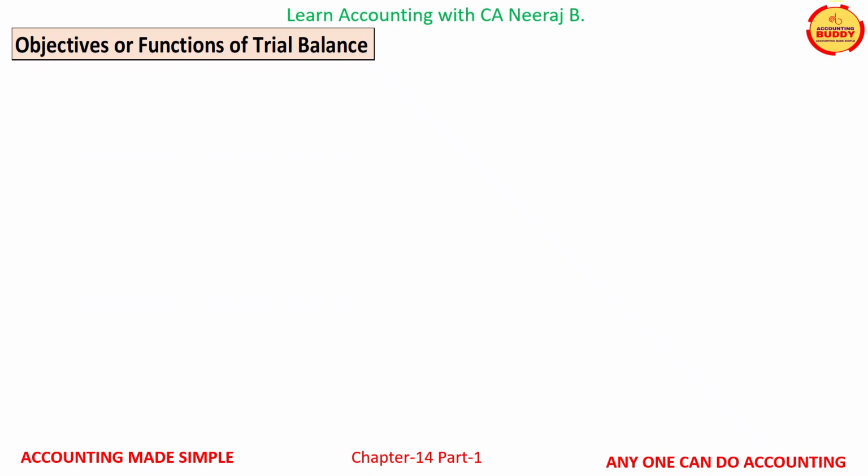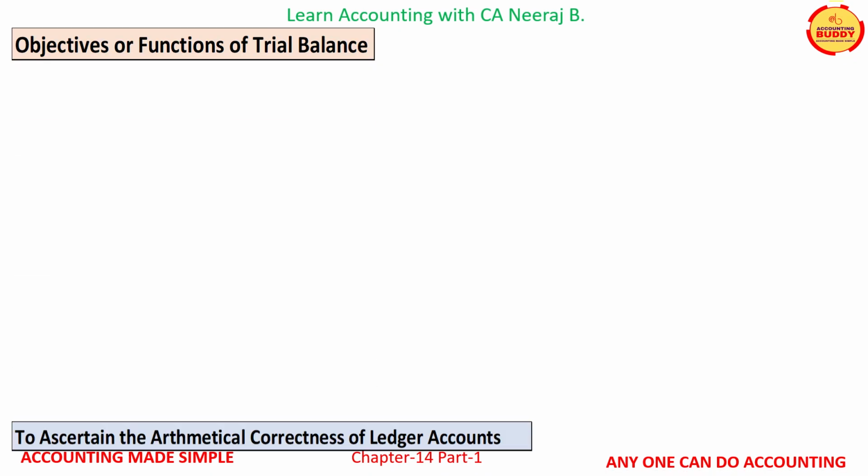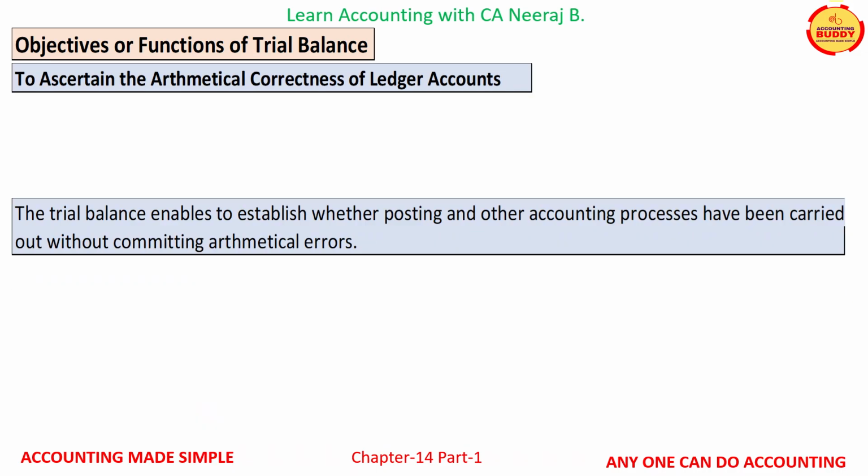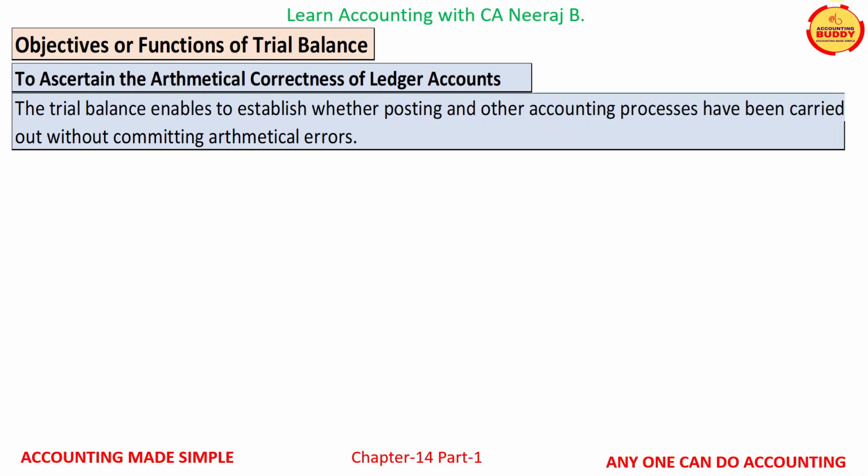In this slide, we will talk about the objectives of trial balance. Trial balance ascertains the arithmetical correctness of the ledger accounts. The trial balance enables us to establish whether the postings and the other accounting processes have been carried out without committing arithmetical errors.